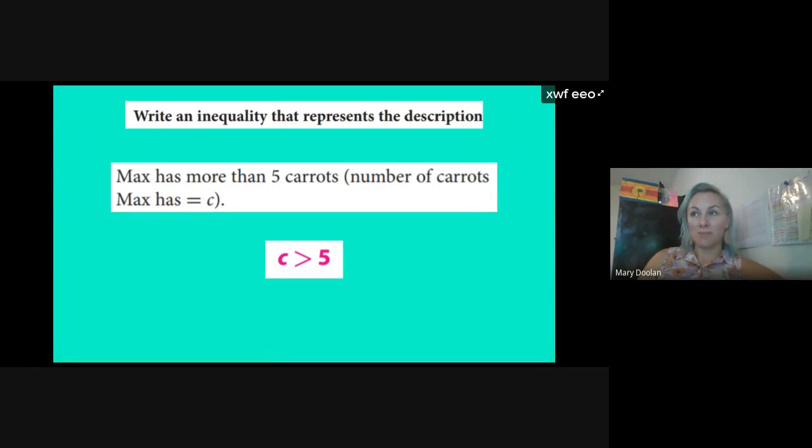If I'm not sure if that makes sense, the way you can check when you have those variables there is to ask, is the symbol really trying to eat the bigger value? Choose a value that makes sense with the situation. The situation is Max has more than 5 carrots. If he had 7 carrots, that would be true. So if I put a 7 where the C is, then the mouth is trying to eat the 7. That's good, that's what I want to happen. So you can always check by substituting your variable for a number that would make sense in the situation.